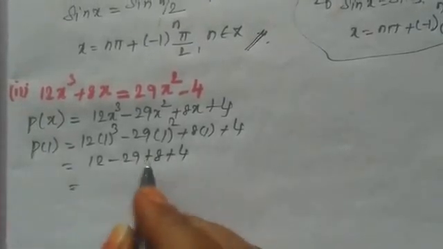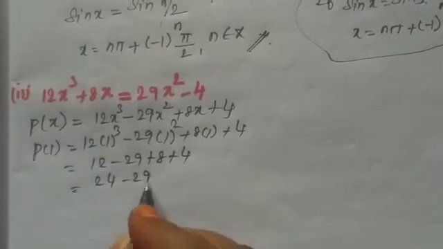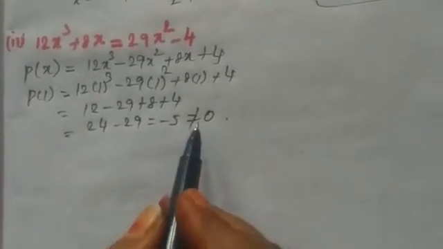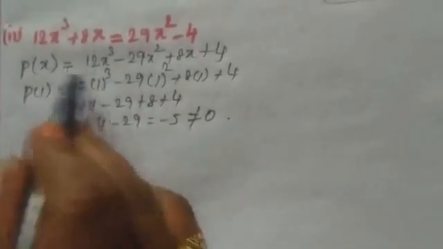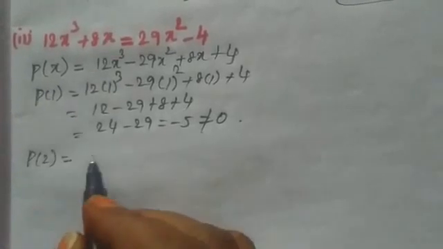So if you simplify this, I am getting 24 minus 29, which is equal to minus 5, which is not equal to 0. Only if it is equal to 0, I can say 1 to be the root of this given polynomial function. I am not getting that. So just as a try, next trial, I am going to take 2.